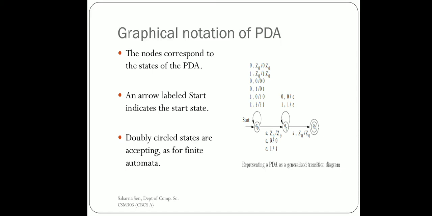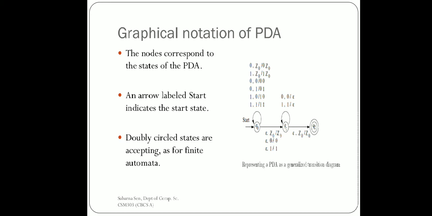So here, first is how to represent a PDA graphically. Fine. So you can see this is the PDA. It is having three states, namely Q0, Q1 and Q2, where Q0 is the initial state and Q2 is the final state.